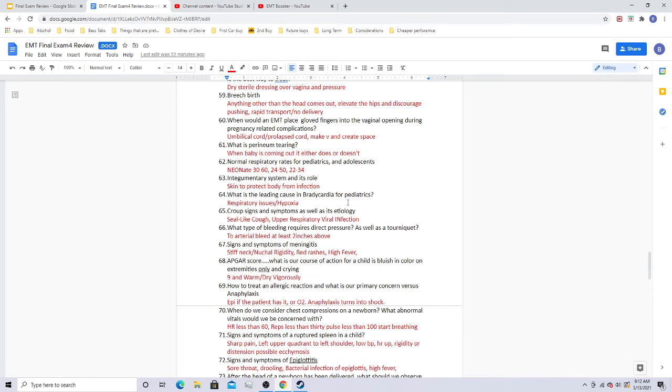What is perineal tearing, when the baby is coming out and it either does or doesn't happen? This is basically when the tissue starts tearing in the vagina.